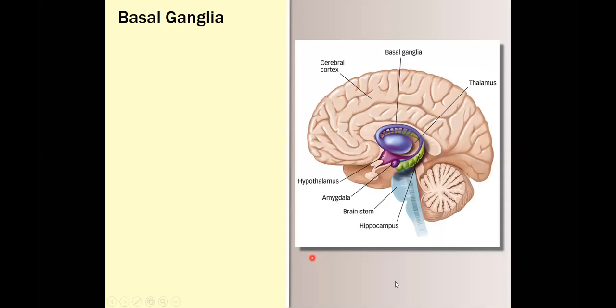The basal ganglia is sort of in between that brainstem area and the cerebral cortex, the outer layer of the brain.